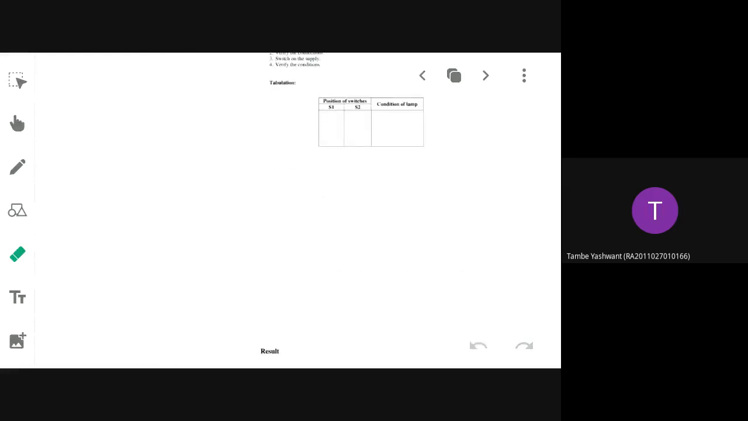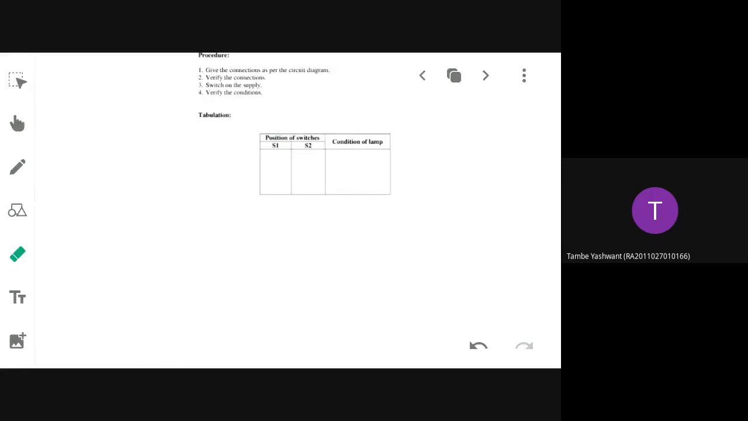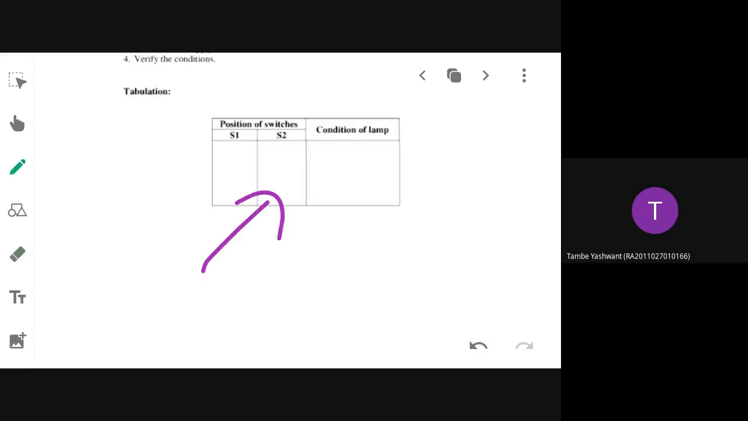Now I will tell you how to give cross connection. This truth table you have to fill. Okay, like this.